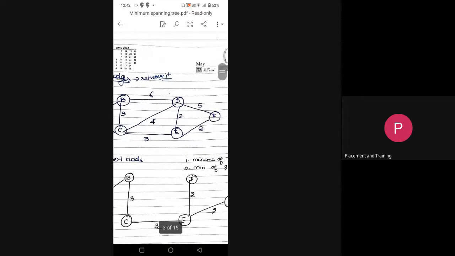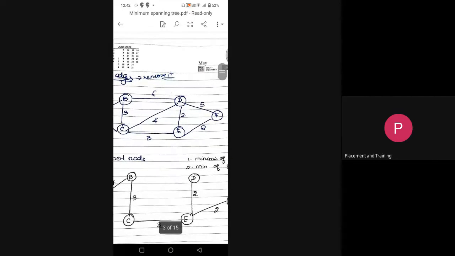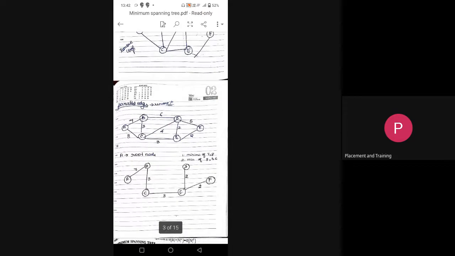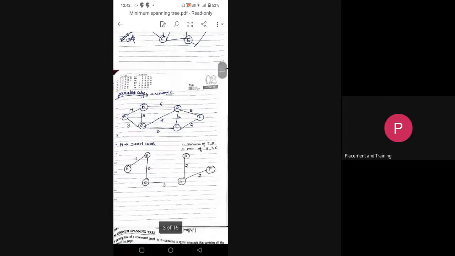Next, now E has come. This is how I try finishing it. Does anybody have any doubt in this? This is my Prim's. Can I proceed? Any doubt? Any doubt, ma'am? I hope they don't have any doubts, ma'am. You can proceed. Okay. Yes, ma'am.